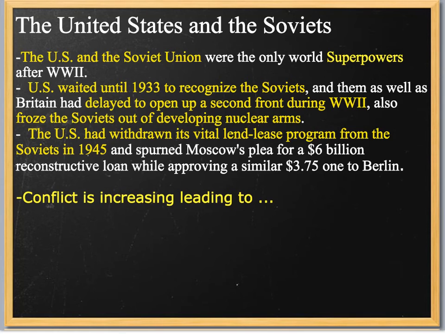Wait, there's more problems. The United States also withdrew the Lend-Lease program from the Soviets in 1945, especially when we saw that we were going to win the war. We took aid away from the Soviets. Of course, we still gave it to the British. And so that's another thing the Soviets were upset with the United States about. And we did not rebuild the Soviet Union like we did later in Western Europe with the Marshall Plan. We basically left the Soviets out to dry.